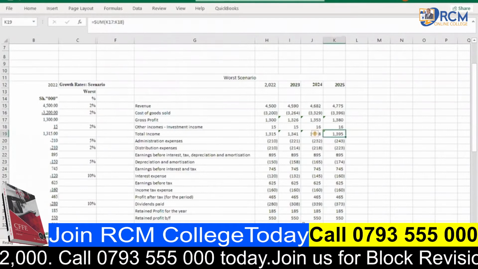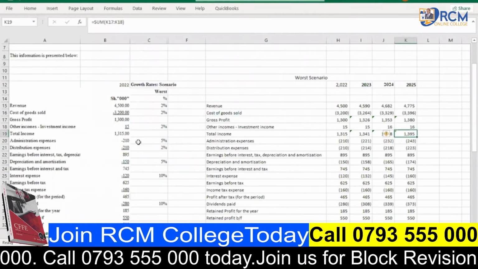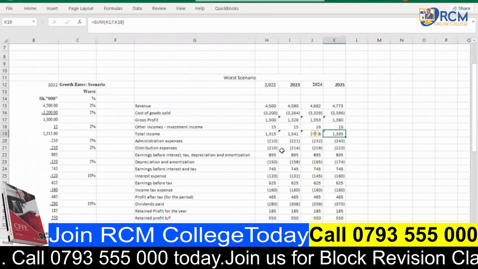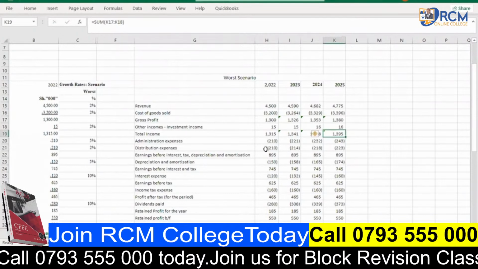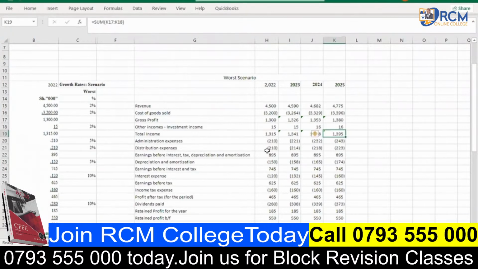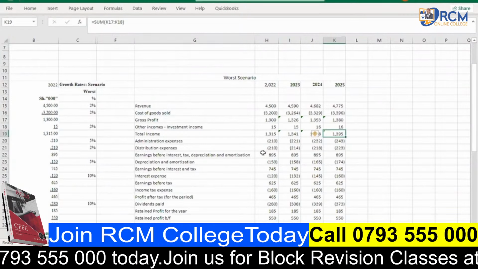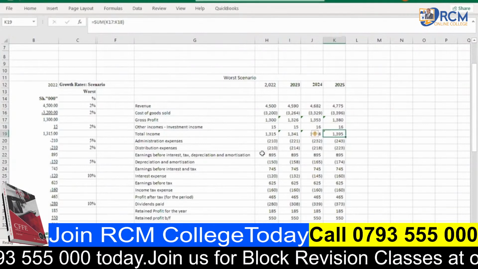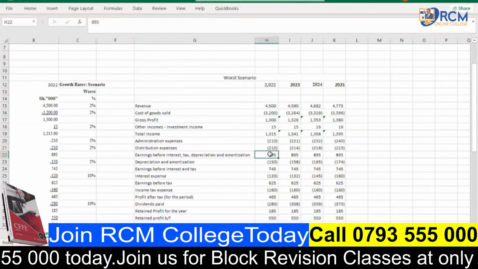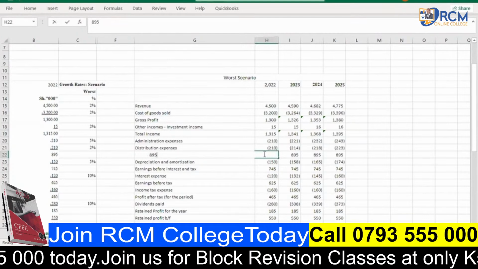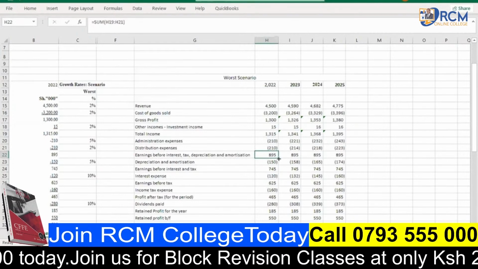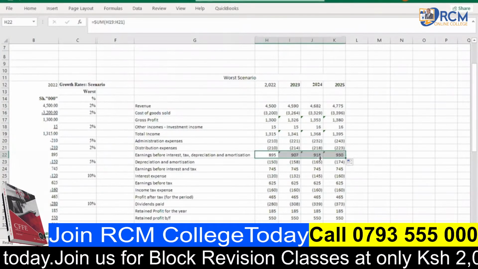Okay, so let's get to administrative expenses. What are they saying? A 5% increase. Hiyo iko sawa. Our formula was capturing percentages, increase in terms of percentages all through. So after administrative expenses, distribution expenses, a 5% increase. Then earnings before interest, tax, depreciation, and amortization. That is the difference between total income and these two different expenses. So just join the three. Somebody will also just do it that way to get the totals.